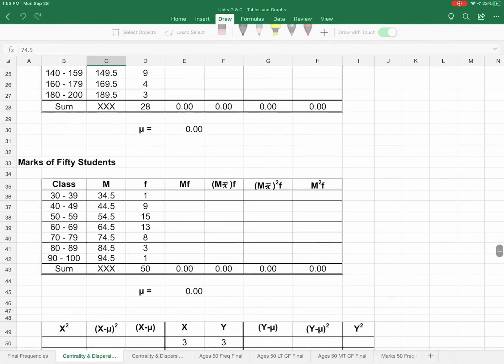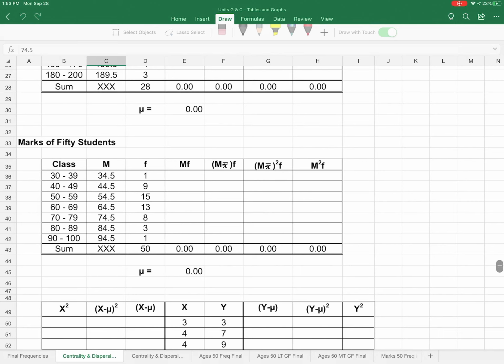Down here, we've got the marks for 50 students. And the class with the highest frequency then is 50 to 59, with a frequency of 15. The class mark, or the midpoint of that class, is 54.5.